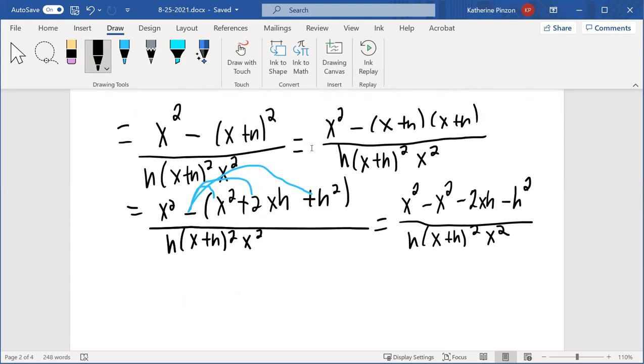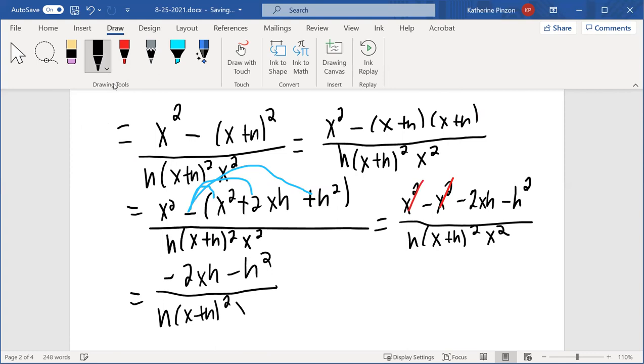All right, now what? Cancel those x squareds. That's a good idea. Let's cancel those x squareds. There's a lot of algebra, right? Hopefully we're not going to have to do this forever. Turns out we only have to do it till Monday, so you're fine. Spoiler alert.